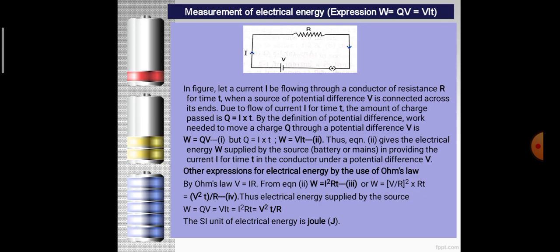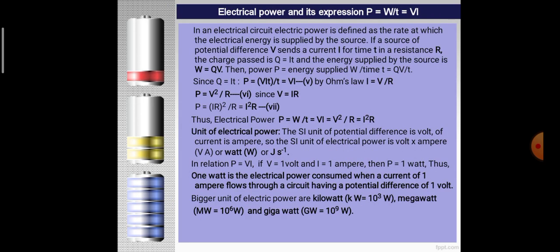The other expressions for electrical energy by the use of Ohm's law. By Ohm's law, we know V = IR. Therefore, from equation 2, W = I²RT, and also W = (V/R)² × RT, which is V²T/R. Thus, electrical energy supplied by the source, W = QV, can be written as VIT, which is also equal to I²RT, which is also equal to V²T/R. The SI unit of electrical energy is joule.